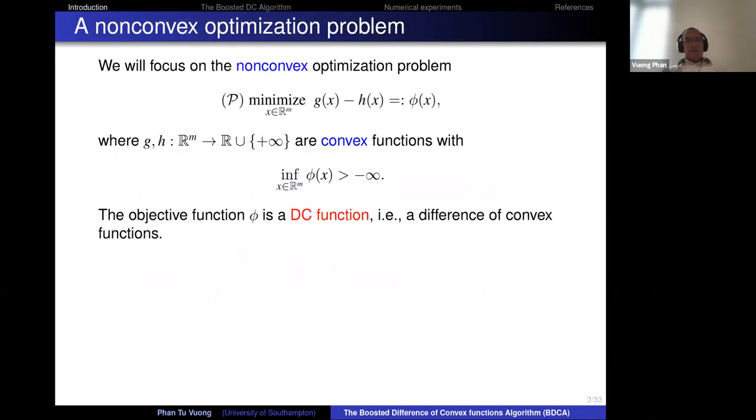So let me first start with the introduction about DC programming. In this talk, we will consider a non-convex optimization problem, minimize phi of x, which is the difference of 2 convex functions, g and h. Both g and h are convex functions, and we assume that the objective function phi is bounded from below. In principle, this is an NP-hard problem, right? Because for example, if you think about minimizing a quadratic objective function where the matrix is indefinite over a box constraint, that's already an NP-hard problem. And in principle, any C2 function is a DC function.